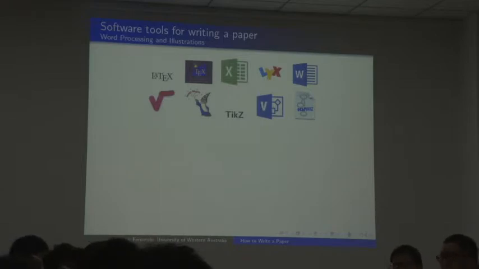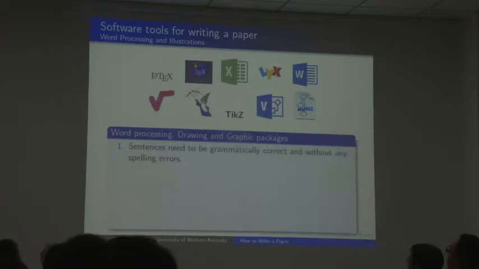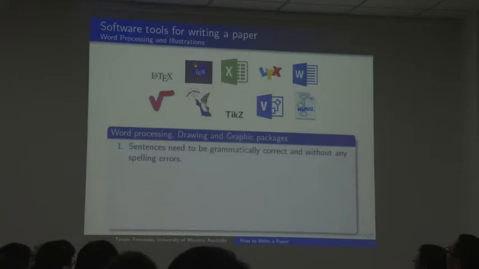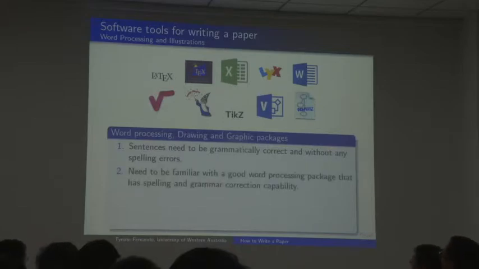So I would practice these things. And Visio is another package that you can use to draw curves, and there are other packages like graphics and all that which you can use. So with the word processing packages, and also in writing, sentences need to be grammatically correct and without any spelling errors, right? So it is important for us to choose a word processing package that has spelling and grammar correction capability. Because when we write, we could always make a mistake in spelling, right? So the word processing package needs to have the spelling and grammar correction capability, so it can be fixed.